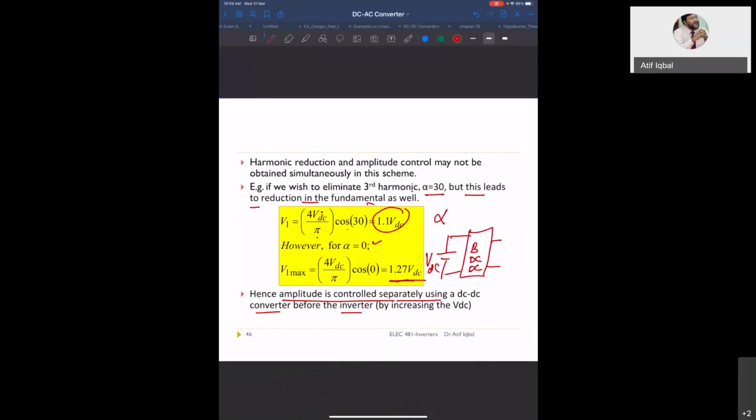Can you see the screen? Yes, doctor. Yes, we can. Okay.